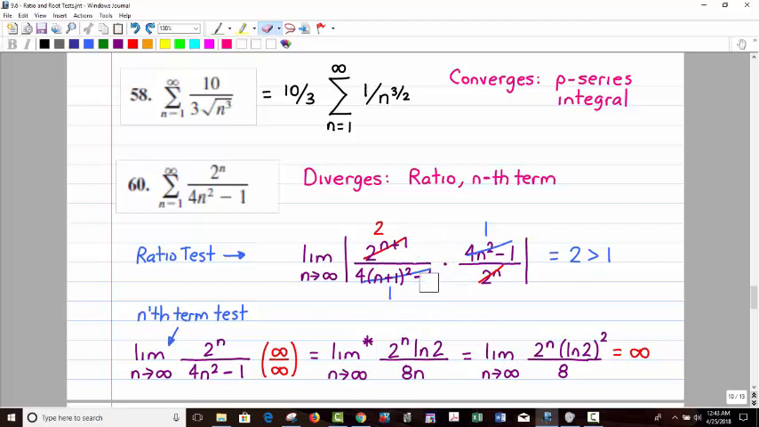You'll end up with a 2 on top. These limits will go to 1. The ratio will go to 1 from a limit standpoint. You have 2 on top, so 2 is greater than 1.